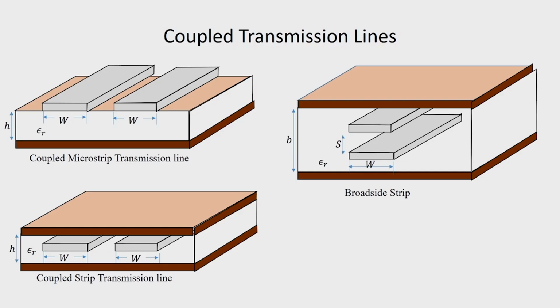Usually this type of coupled strip lines or coupled microstrip lines have a side by side overlap of the central transmission conductors, whereas we can also have a broadside overlap, and more than one strip may be there, and we have two strips stacked one above the other.